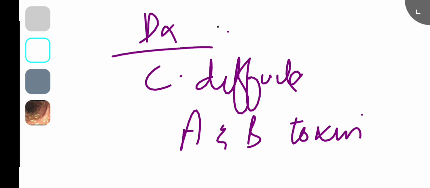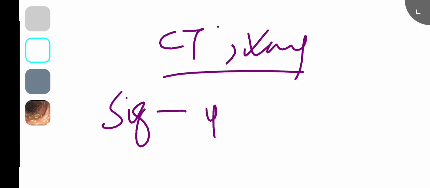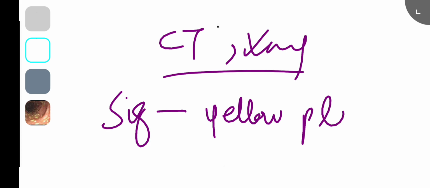Then the other things you can do is a CT or an X-ray. You know, one of the complications is toxic megacolon. So that's over there. Then you can do a sigmoidoscopy or colonoscopy, and you see the yellow plaques over there. Normally, you don't do a sigmoidoscopy. It's the C. difficile toxin, and your history and examination, linked with the antibiotics. That's more than enough. But in severe cases, you need to do a colonoscopy or a sigmoidoscopy to see those yellow plaques over there.